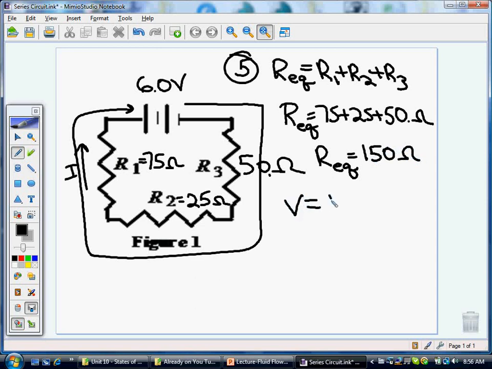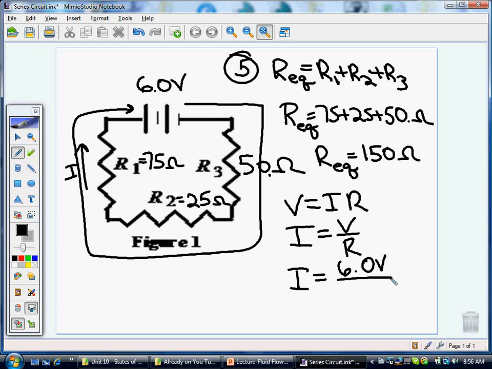Now to find what the current's going to be, we use Ohm's law. So using V equals IR and solving for the current, we get I equals V over R. So in this case, the current is going to be equal to that at the power supply, 6.0 volts divided by our equivalent resistance, which is 150 ohms, which is equal to 0.040 amps.